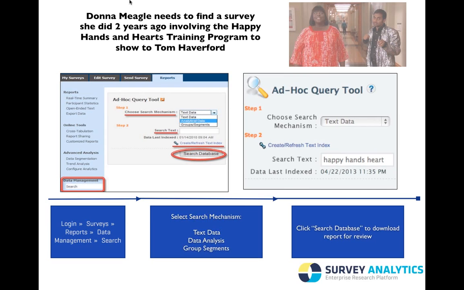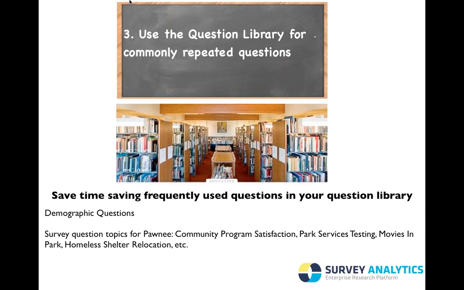So for example here, Donna Meagle needs to find a survey she did 2 years ago involving the Happy Hands and Hearts training program to show to Tom Haverford. What she did was log in to her account and click on her reports tab. And then she went underneath data management and went into search. After she went into the search, she typed in text data and then typed in the search text exactly what she was looking for.